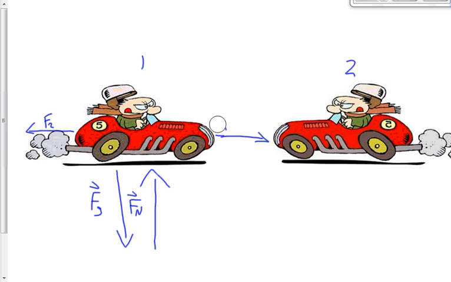Let's erase these 2 forces, 1 and 2, for a second. If object 1 applies a force on object 2, then object 2 will apply an equal and opposite force on object 1. Now let's take away that car, that second car.